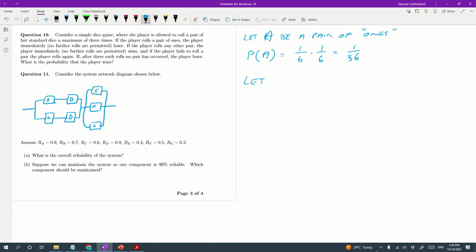Let B be any other pair. So the probability of B, there's 5 such numbers that you can roll. That's not a 1 for the first die. Now the second die has to match. So we've got 5 possible opportunities in the first roll. Whatever we get, that's not a 1, then the second one just has to match. So that's 5 over 36 for event B.